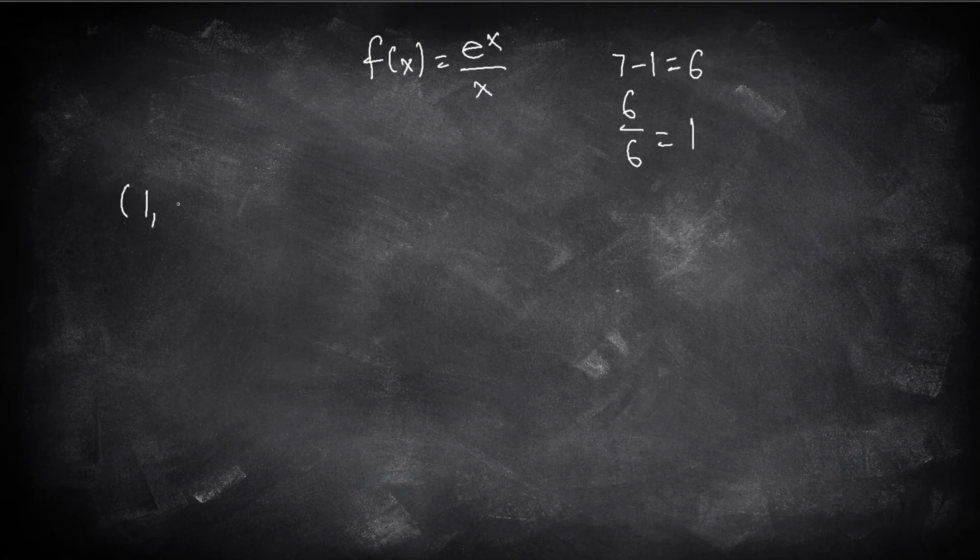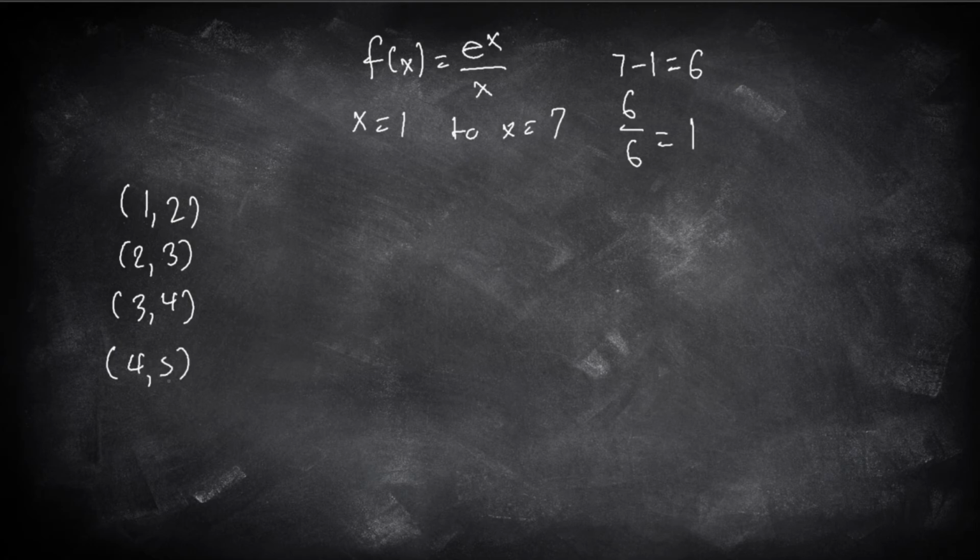So we start at 1, add 1. So we start from 1 to x equals 7. So that's 1 to 2, 2 to 3, 3 to 4, 4 to 5, 5 to 6, 6 to 7. So 1, 2, 3, 4, 5, 6. We have those 6 triangles that we need to find for. And let's say we want to use a left Riemann sum because it's an underestimation.